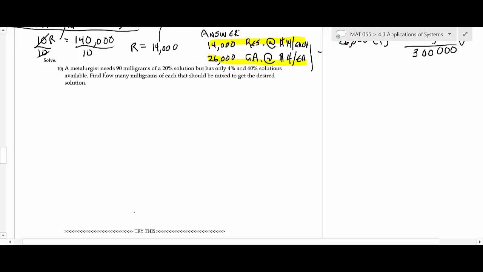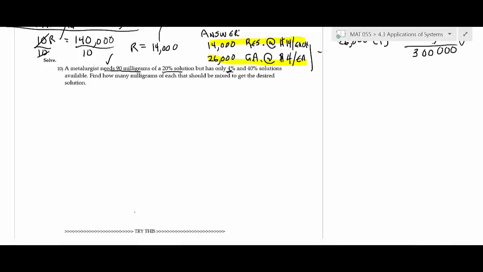So what this problem's saying is, somebody who's making metal, that's a metallurgist, says he needs a 20% solution. That's what he's trying to get, and he needs 90 milligrams of this. 20% is whatever that active ingredient is. But it says he currently has one mixture that's 4% of the active ingredient, and the other one is 40% of the active ingredient.